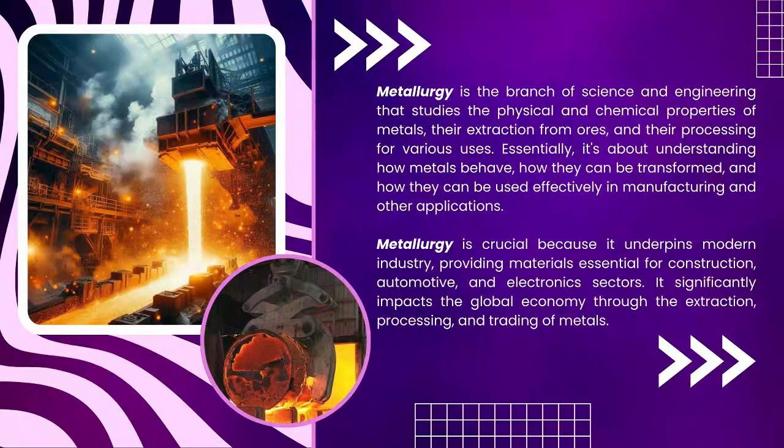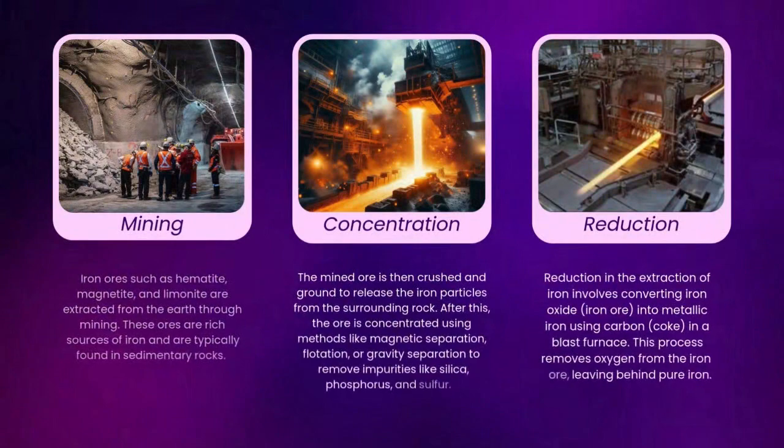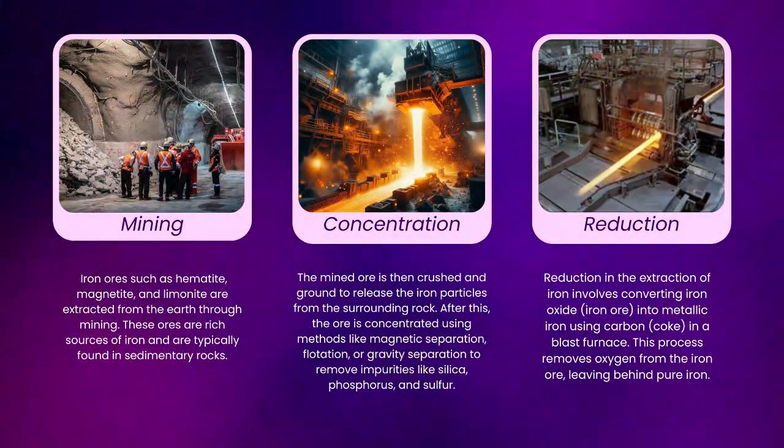The first process of metallurgy is the extraction of iron. This involves the process of converting iron ore into pure iron using a blast furnace. Here's a brief overview of the key steps. So the first one is mining. Iron ores such as hematite, magnetite, and limonite are extracted from the earth through mining. These ores are rich sources of iron and are typically found in sedimentary rock.